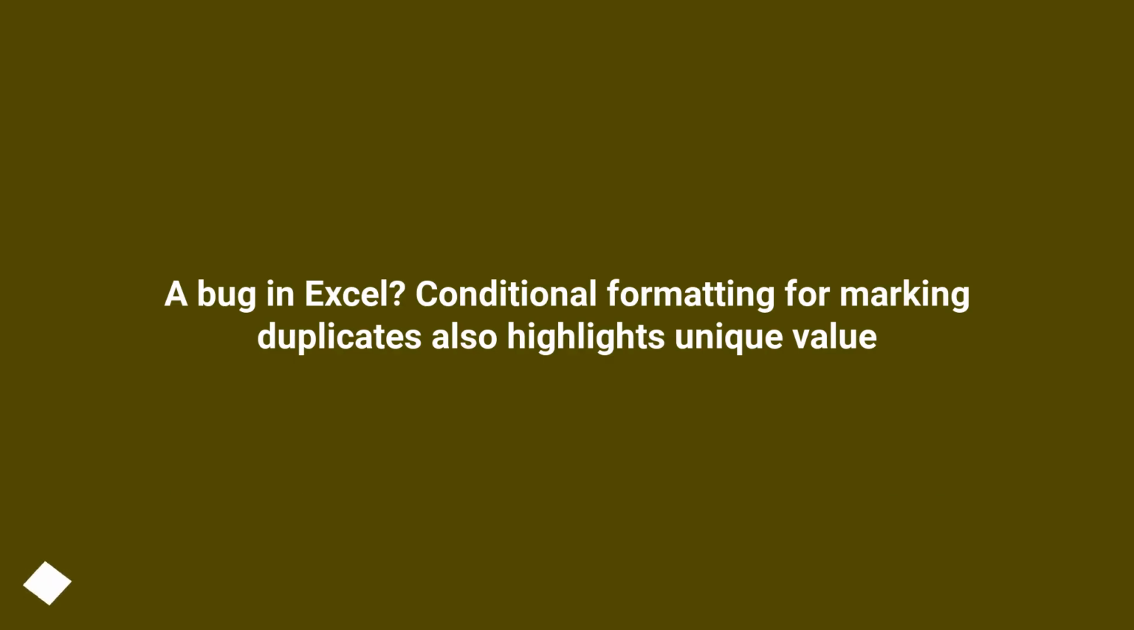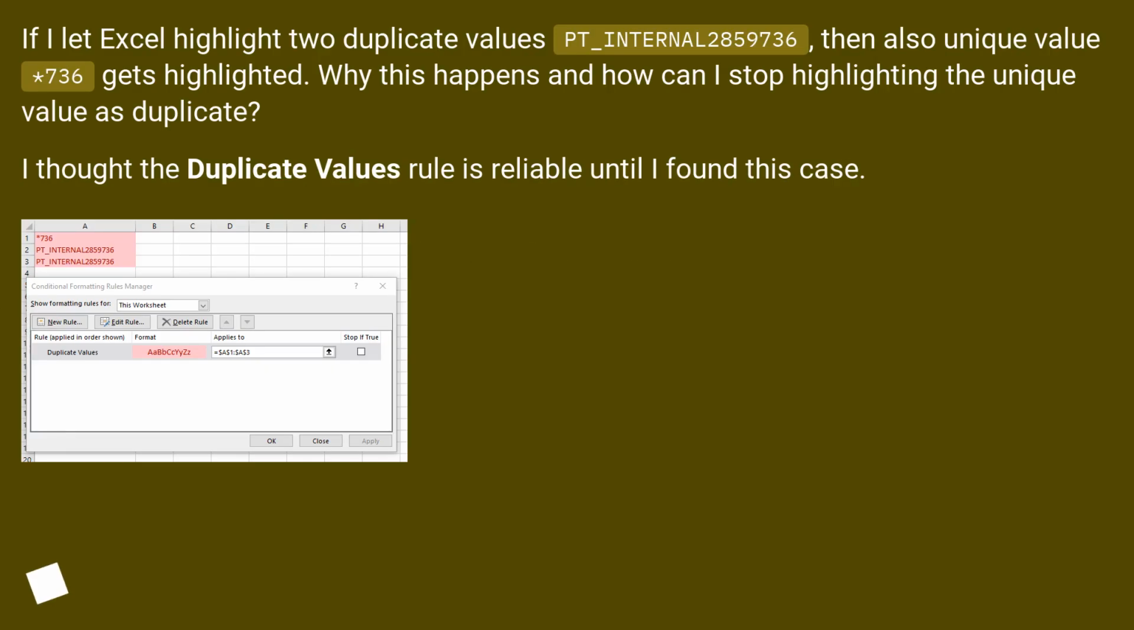A bug in Excel? Conditional formatting for marking duplicates also highlights a unique value. If I let Excel highlight two duplicate values PT_internal 2859736, then the unique value 736 also gets highlighted. Why does this happen, and how can I stop highlighting the unique value as a duplicate? I thought the duplicate values rule was reliable until I found this case.